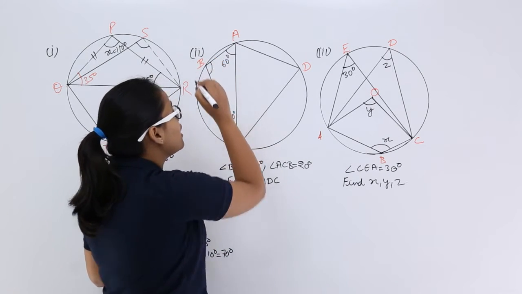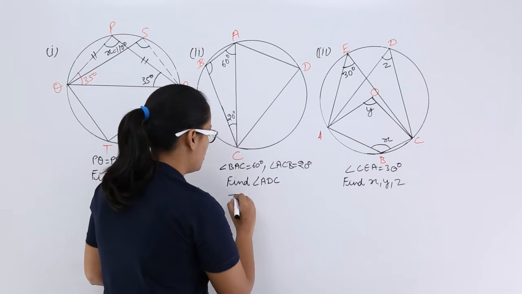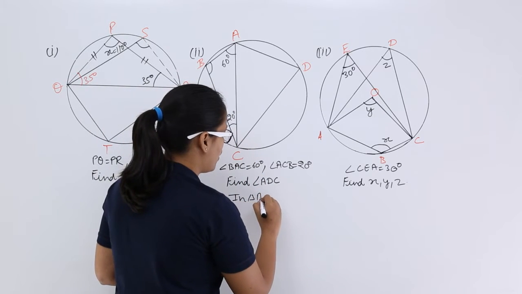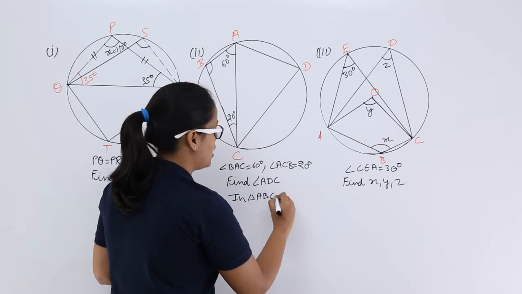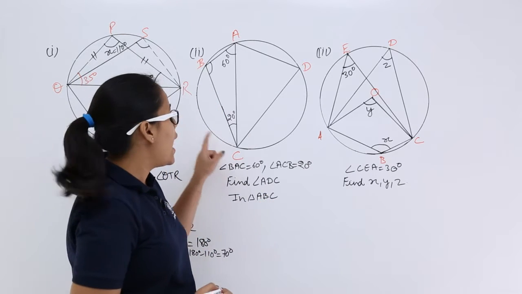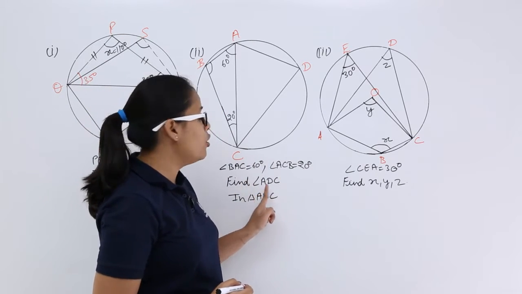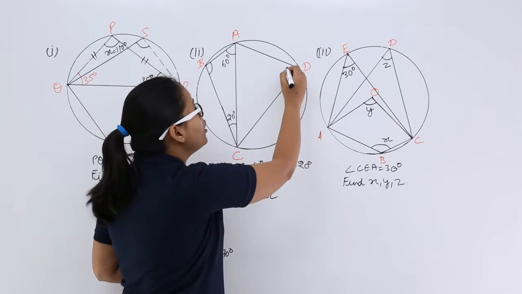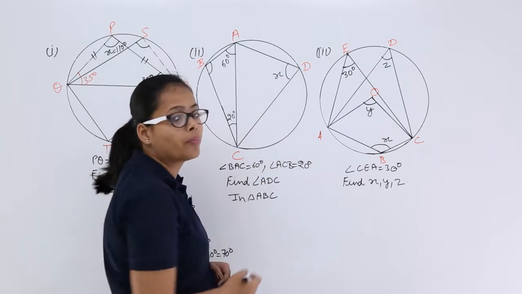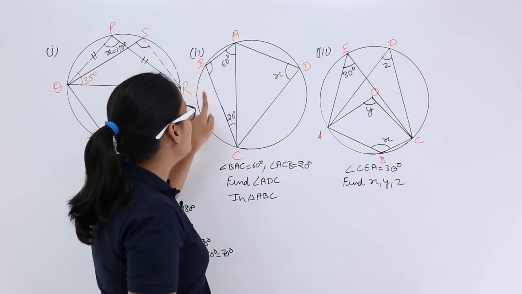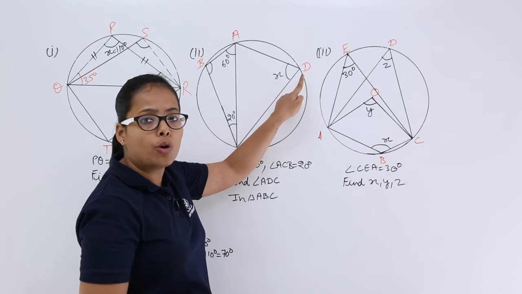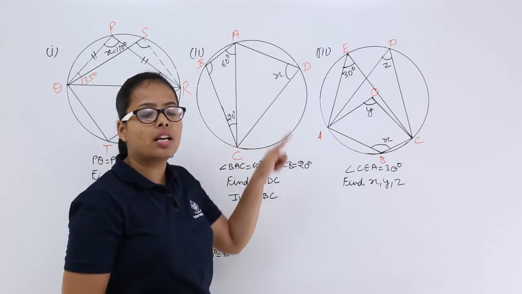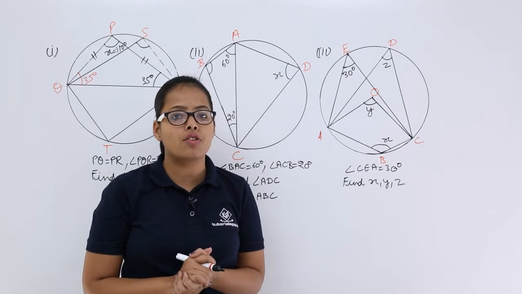So what will be this angle? What you'll do in triangle, consider triangle ABC. As you need to find out the value of angle ADC, you need to find out this angle. And you know that A, B, C, D, all these 4 points are lying on a circle. So this will make a cyclic quadrilateral.